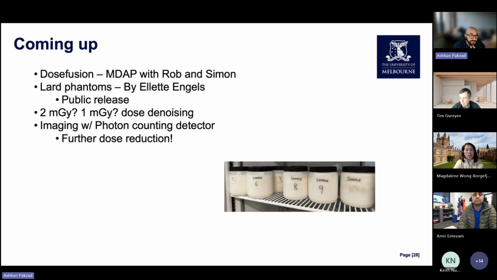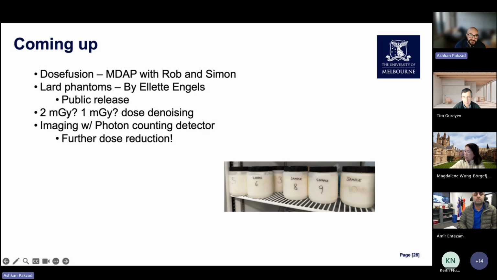So coming up was future work. I'm carrying on working with Rob and Simon over from MDAP, where we'll be looking at some diffusion denoising using what has been termed by Rob as dose fusion. We have some large phantoms, which will be made by Alette Engels and have been scanned over at IMBL, which we're looking to publicly release with one of our studies. And we're also keen to see what about denoising at lower doses? How low can we go?